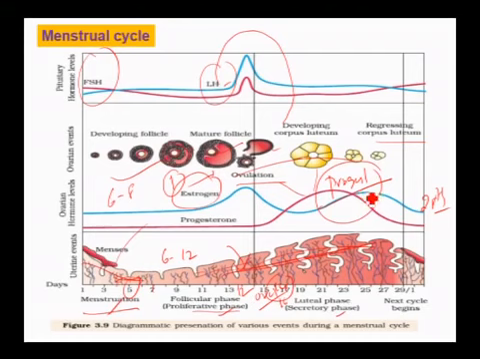The immediate decline in the concentration of progesterone is responsible for menstruation again.